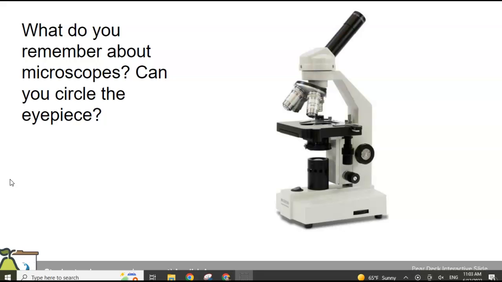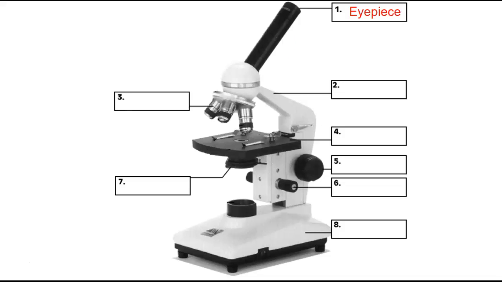So the first question I have here is, what do you remember? Can you circle the eyepiece? And obviously if you're doing this at home, you're not on the Pear Deck, so you can't circle it, but think about where exactly is that eyepiece? Well, the eyepiece is the top part here that you look through. So if you don't have a diagram, you can grab one from me tomorrow, but on your diagram, go ahead and label the eyepiece.